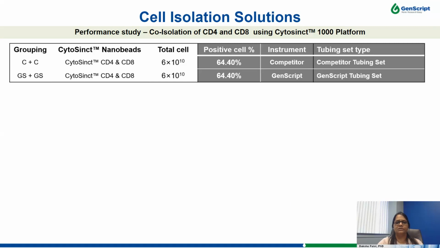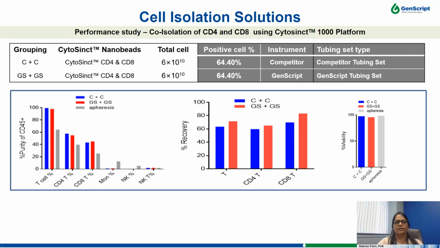Here is represented one representative data for using the cytosine 1000 equipment, where cells are isolated using cytosine equipment along with the control experiments carried out with another instrument which is available in the market.